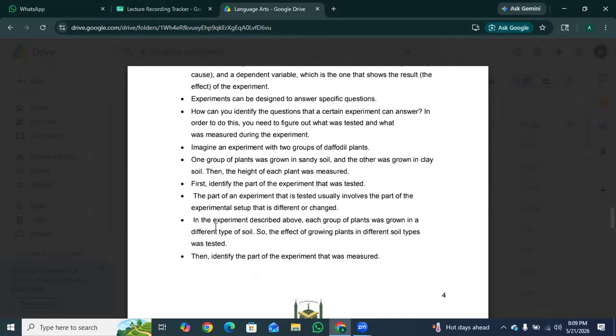In the experiment described above, each group of plants was grown in different types of soil, so the effect of growing plants in different soil types was tested. Then identify the part of the experiment that was measured. Once you have those two parts, you just combine them into a simple question like this: does the type of soil affect the height of daffodil plants? This is basically a question.